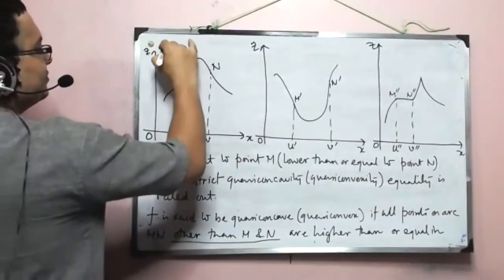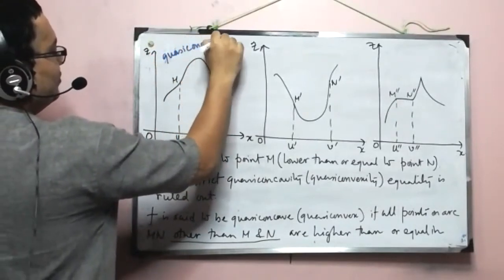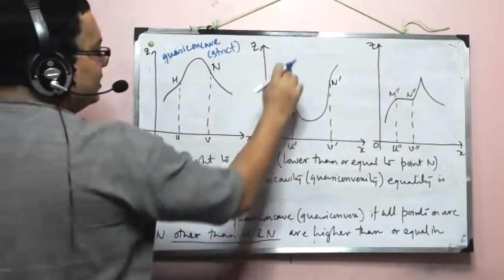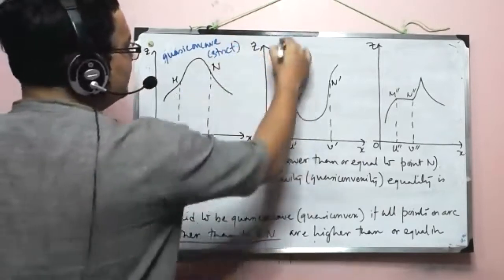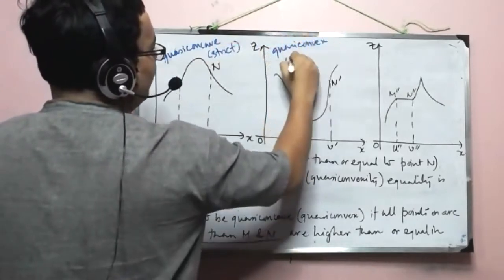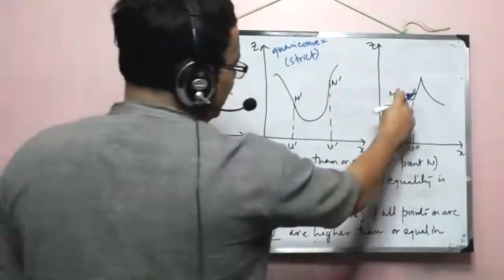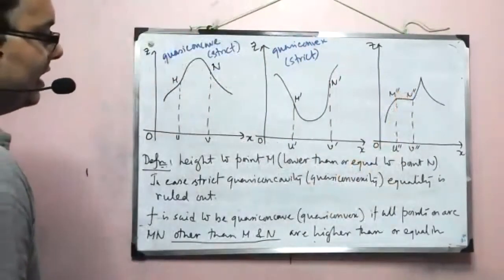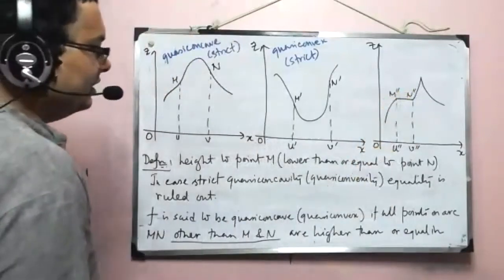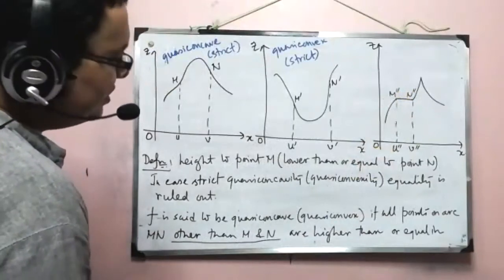So this is obviously quasi-concave, but strict. Here, does the symmetrically opposite? So we know it. So this is quasi-convex, but strict. Now, what happens here? In M dash N dash, all the points other than M dash and N dash are equal to the M dash and also equal to N dash.